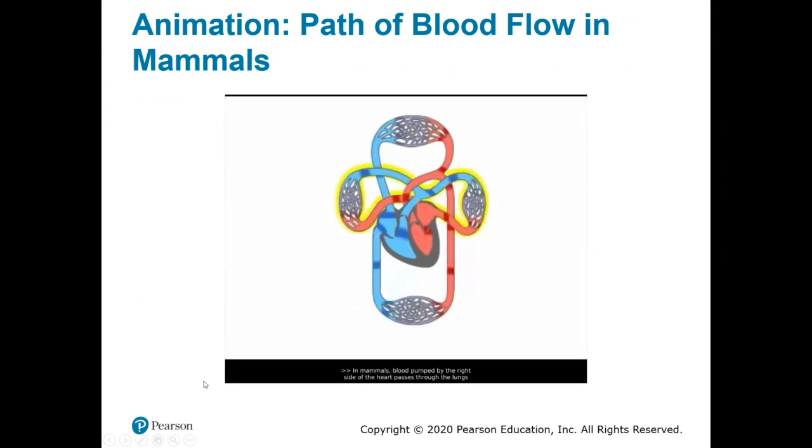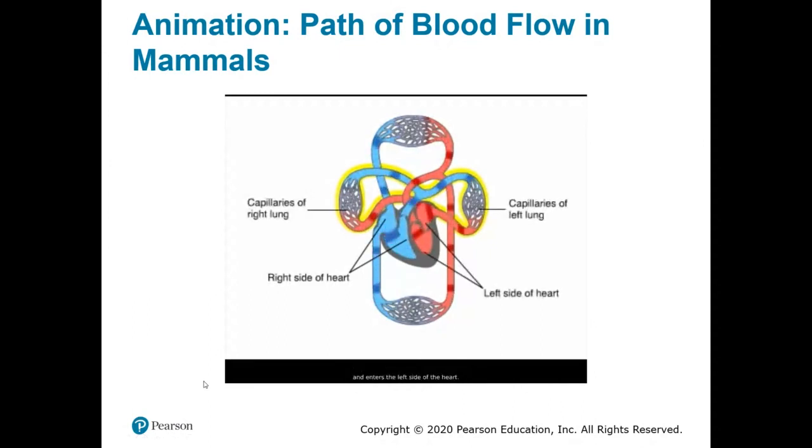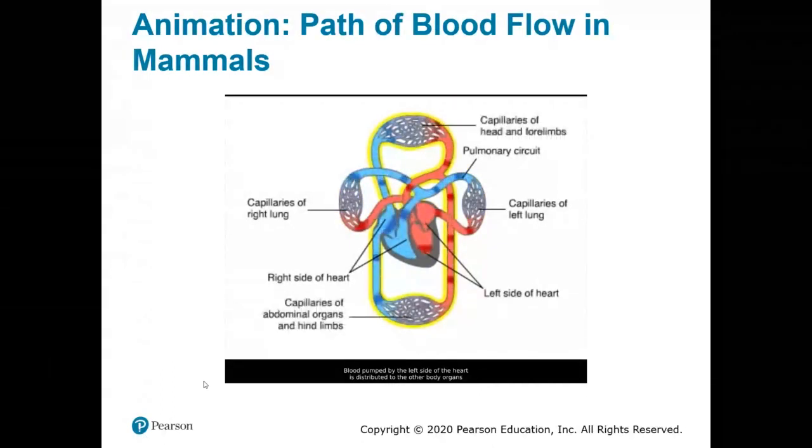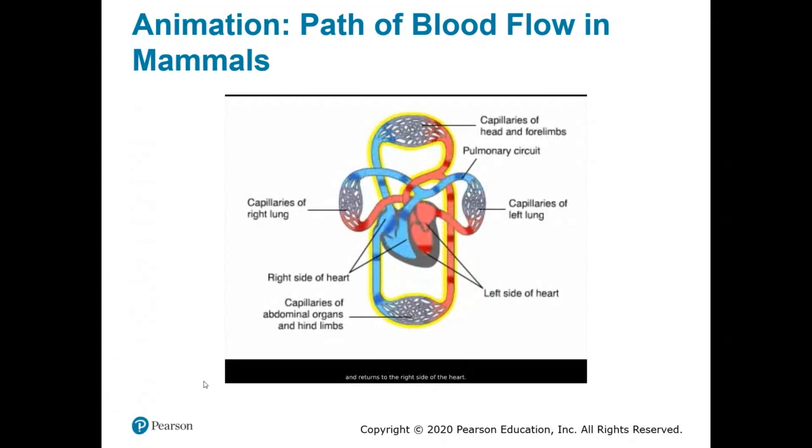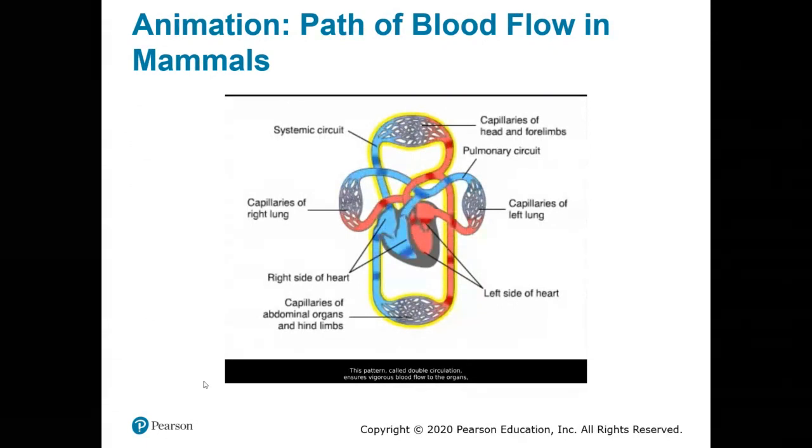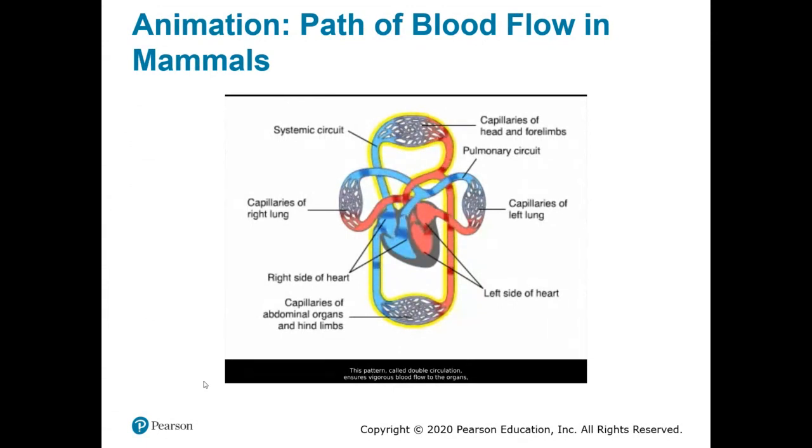In mammals, blood pumped by the right side of the heart passes through the lungs and enters the left side of the heart. This is the pulmonary circuit. Blood pumped by the left side of the heart is distributed to the other body organs and returns to the right side of the heart. This is the systemic circuit. This pattern, called double circulation, ensures vigorous blood flow to the organs because the heart pumps the blood a second time after it returns from the lungs.